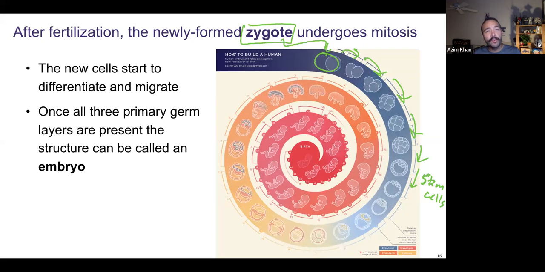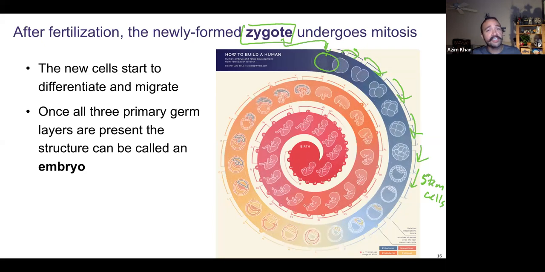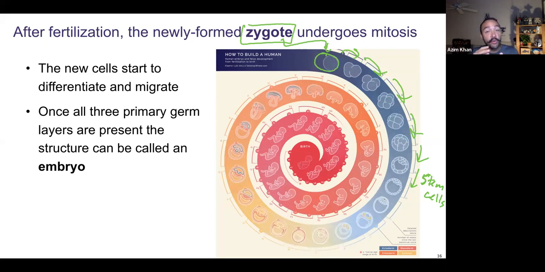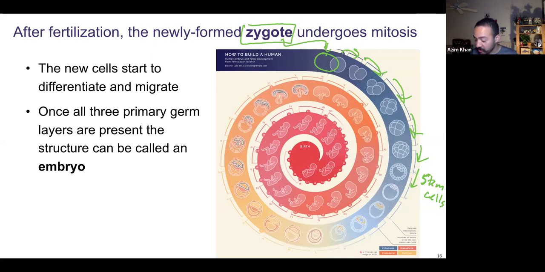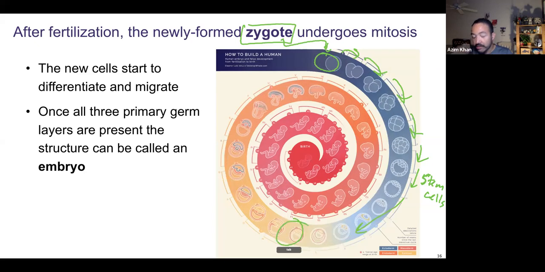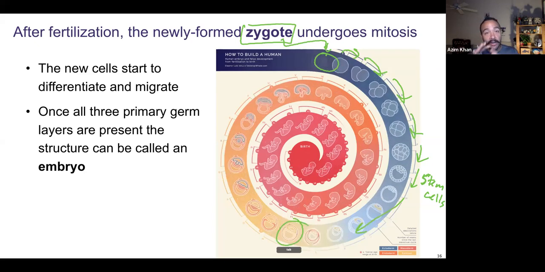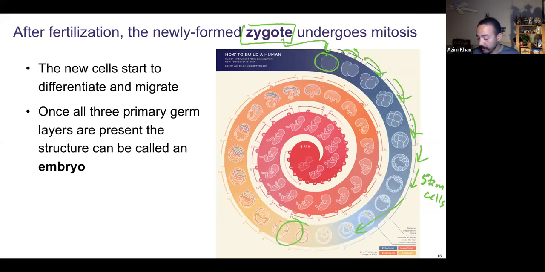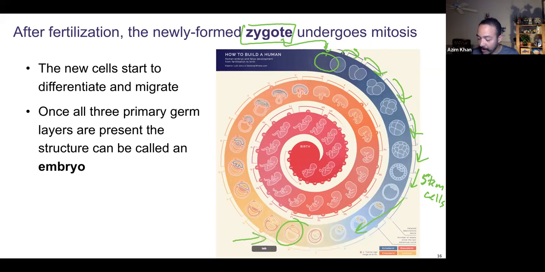At some point though, we start to get a little bit of specialization, a little bit of differentiation, and there's going to be some physical separation in layers. We start to get different layers in our sphere, and now there's pockets forming. At this point, it's called an embryo.